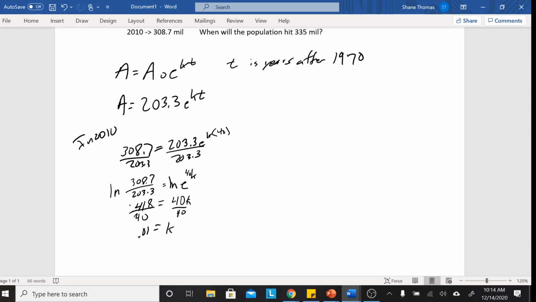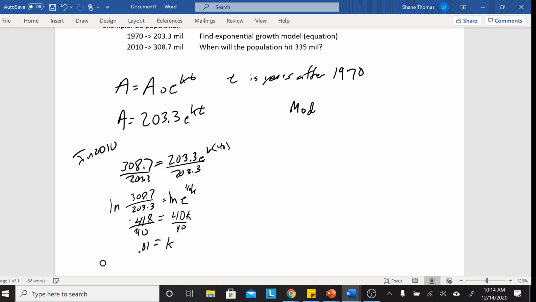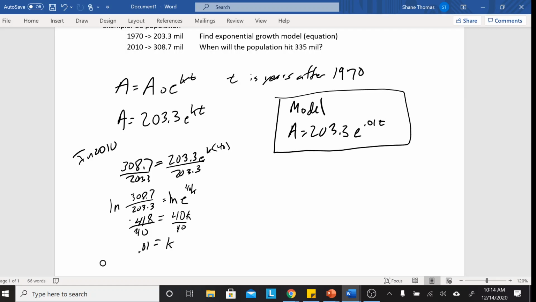So now, to plug it back in, my model for this one, I already have most of it here. A equals 203.3 e to the, now I know my k, my constant of growth or decay. In this case, it's growth because it's positive. It'll be 0.01t. So there is my model for this. That equation right there will give me any value I want. It'll give me the population in any year.